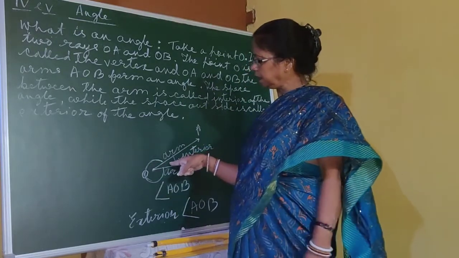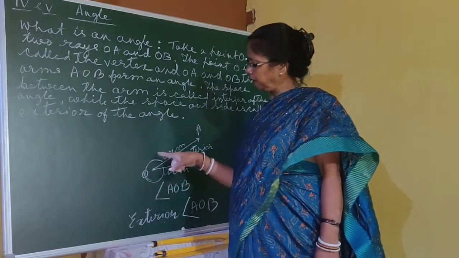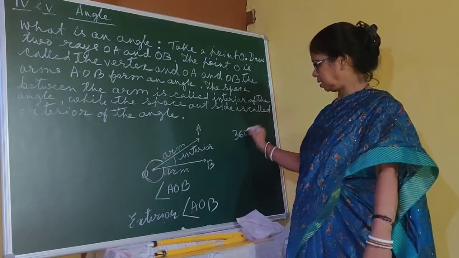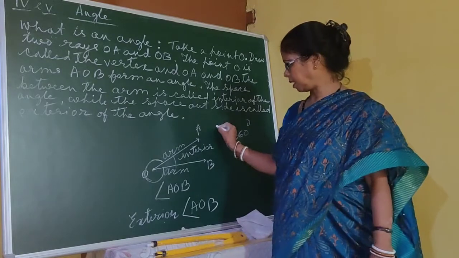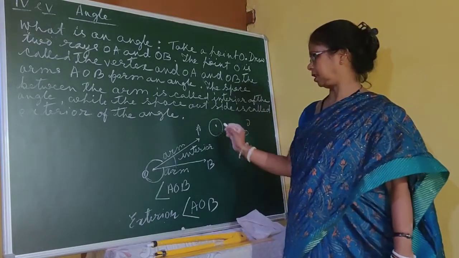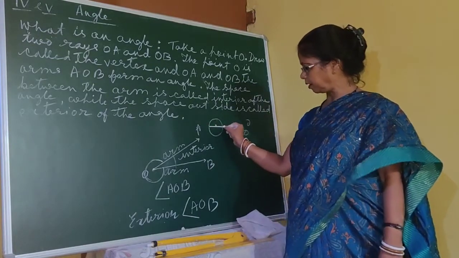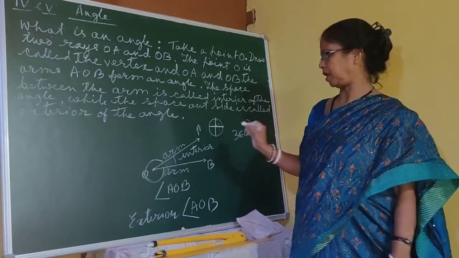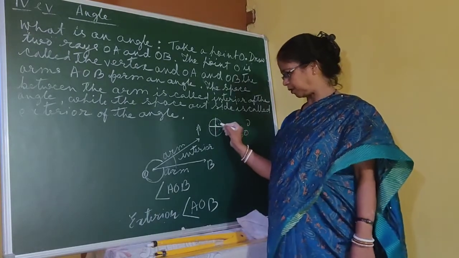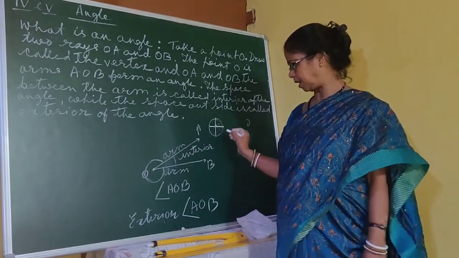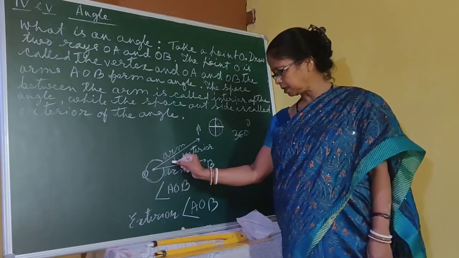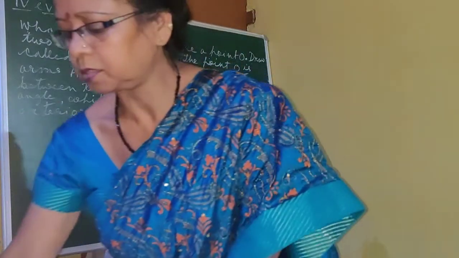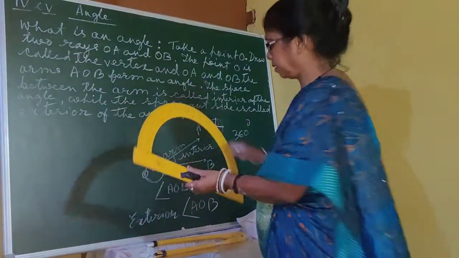That means how many degrees here? A total circle is 360 degrees. If you draw two lines there, 90, 90, 90, 90 perpendicular, then it is 360 degrees. So suppose it is 30 degrees, how many degrees? You can use the protractor.